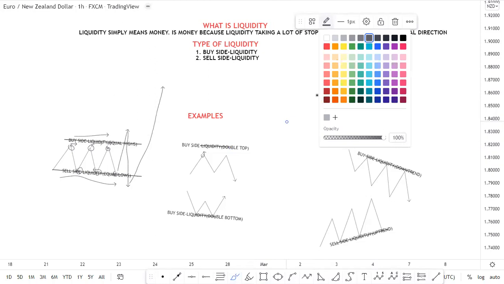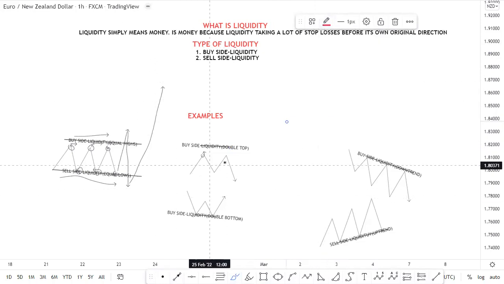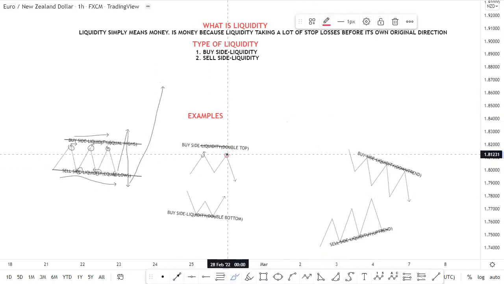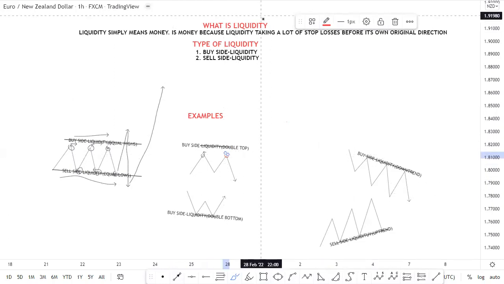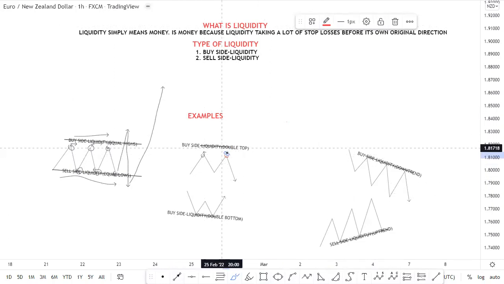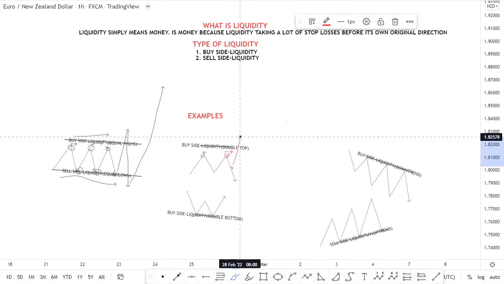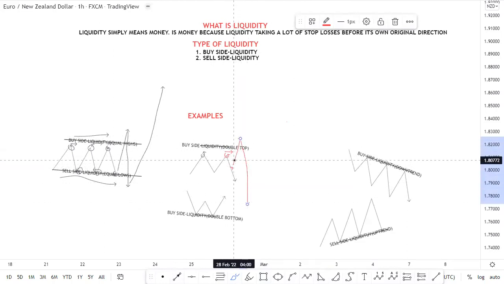People are selling here. They will sell whenever there's a double top. People will start selling at the second leg, right? If they sell here, the stop loss is above here. Price will eventually push to the upside before a down move, to take the stop losses around this area before the down move.